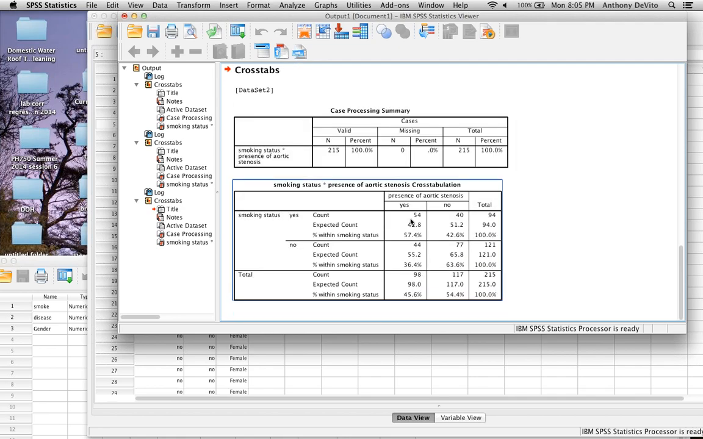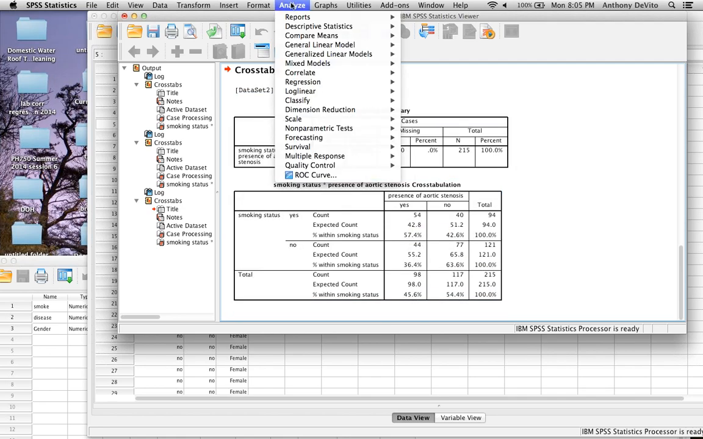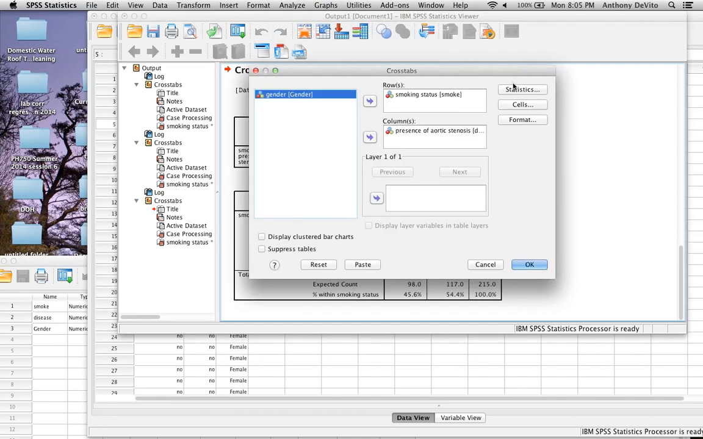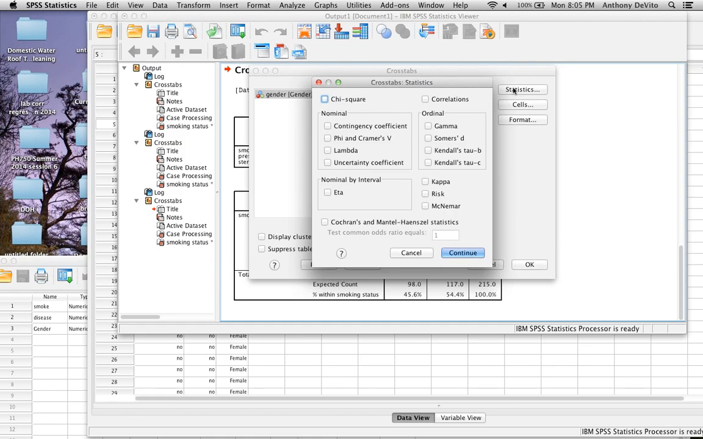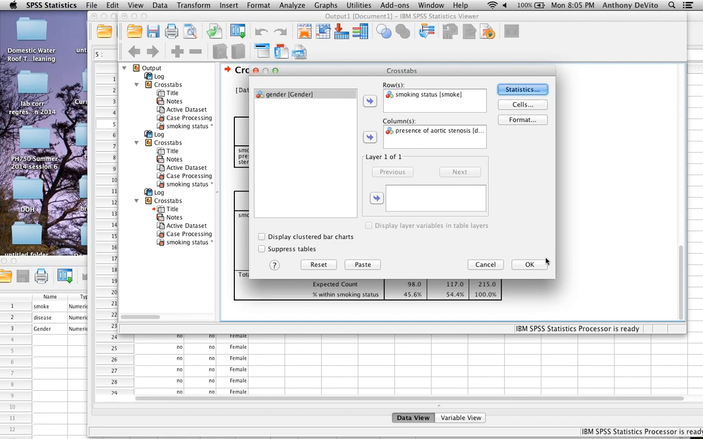Okay, I don't need to do that myself. I can ask SPSS to do that. Analyze, descriptive statistics, crosstabs, and I'm only doing this step by step to show you have a lot of options here. Please calculate my chi-square value and calculate my risks, my relative risk, my odds ratio, and so on and so forth. And I'm going to click OK. And then I'm going to click OK again.